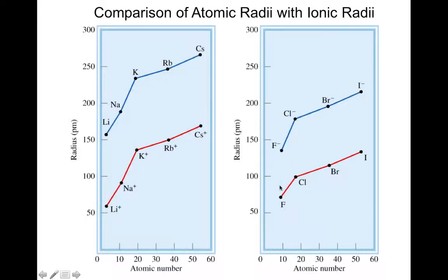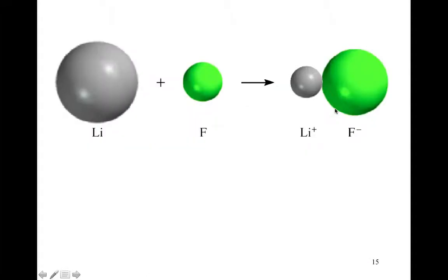Then we look over here, and we look at a different set. Fluorine, chlorine, bromine, and iodine are halogens. Fluorine gains an electron to become the fluoride ion, and it gets a larger atomic radius. Shouldn't say that. A larger ionic radius, because if you gain an electron, your electron cloud gets bigger. Chlorine does the same thing. Bromine does the same thing.